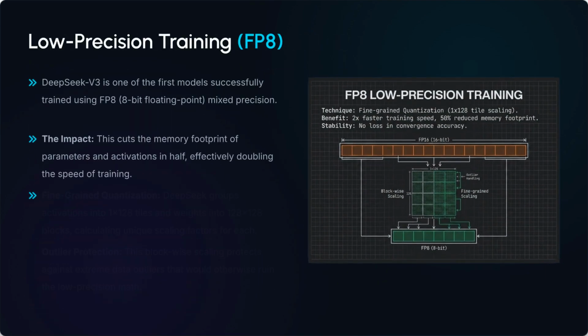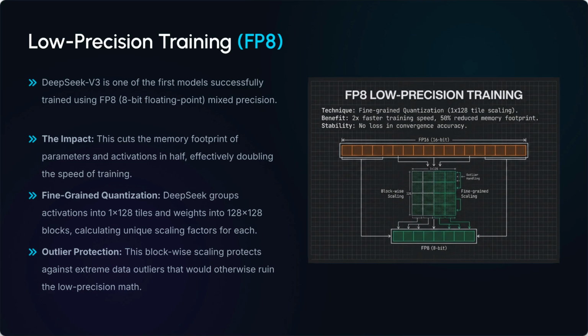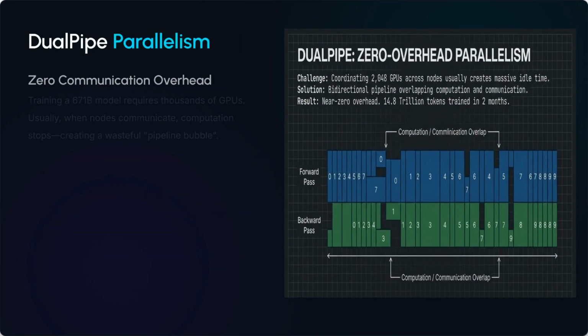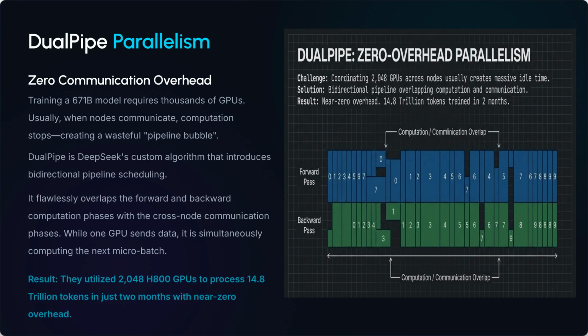DeepSeek v3 is one of the first models trained using FP8, or 8-bit floating point mixed precision. This low-precision training cuts the memory footprint in half, effectively doubling the training speed, while fine-grained quantization and outlier protection maintain stability. Dual-pipe parallelism addresses the communication overhead during training on thousands of GPUs.